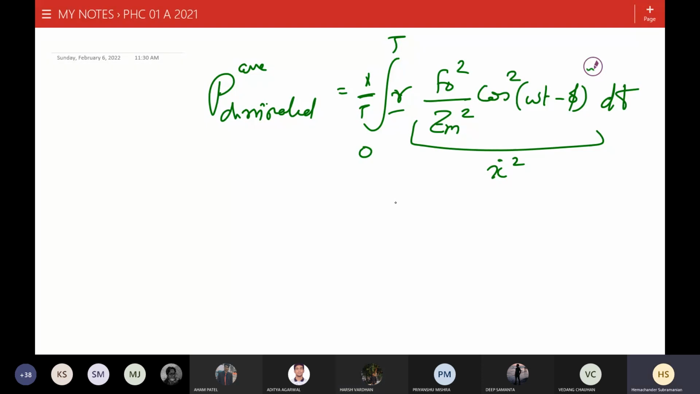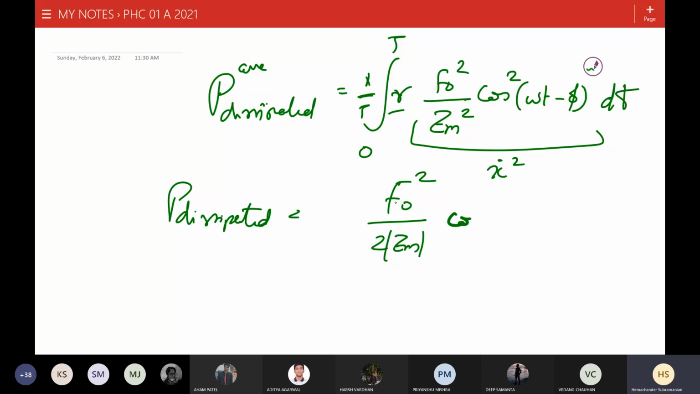Okay. So if you do this, the power dissipated obviously is going to be the same as before, right? F naught squared over 2 Z M cos phi, which is the same as power. I keep saying power supplied, maybe power accepted.